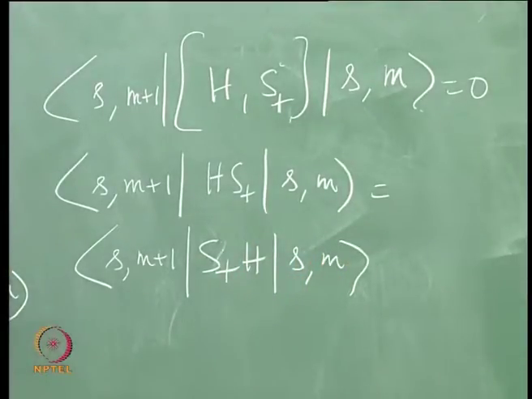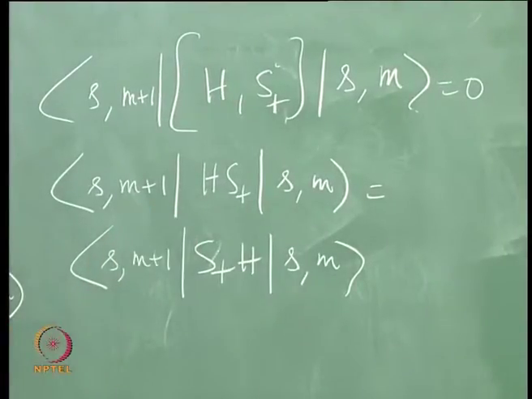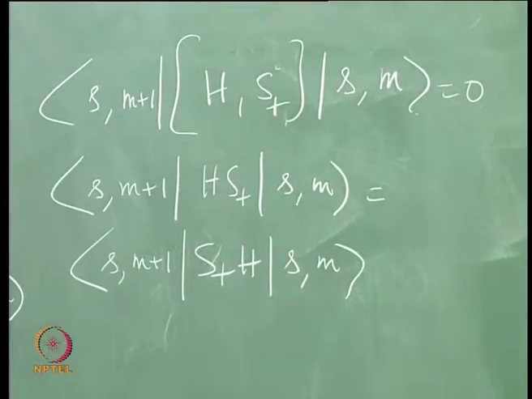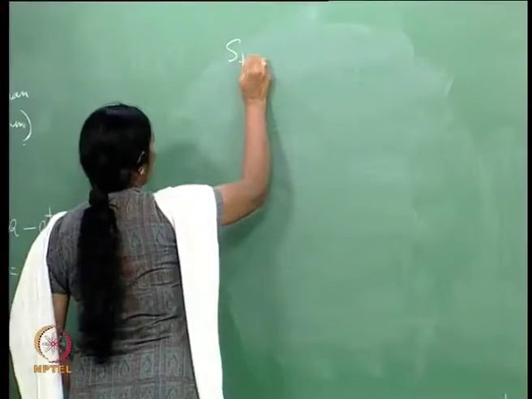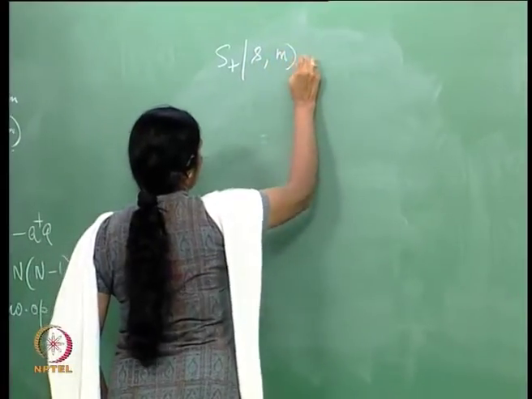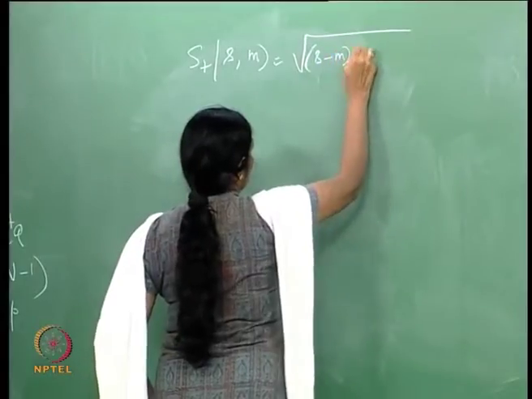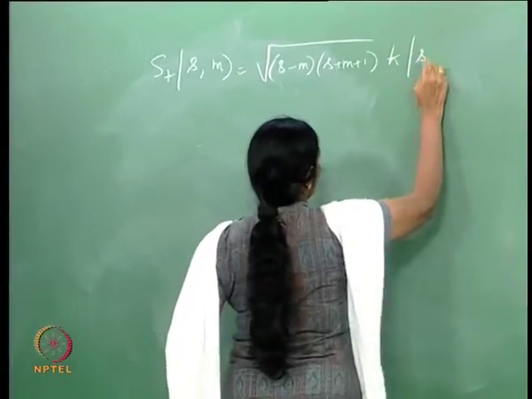So, this is what I have. But I know the action of S plus on |S, m⟩. It raises the value of m by 1. So, let me put that in. You will recall that S plus acts on |S, m⟩ to give me root of (S minus m) into (S plus m plus 1) ħ |S, m plus 1⟩.